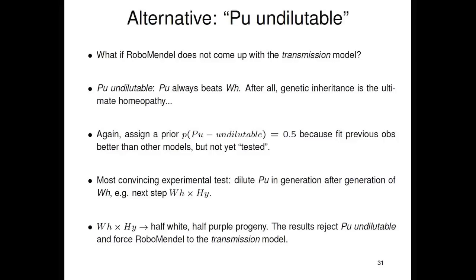So again, we would have uncertainty about that, and it seems to fit the previous observations better than like father, like son, but it has not yet been tested. It was just basically fitted to the previous observations. So this would be tested by the next step of crossing what we've already done, one step of dilution of purple and white, we call that HY. We can do one more step of dilution with WH, and again, that will crack open this whole transmission model.